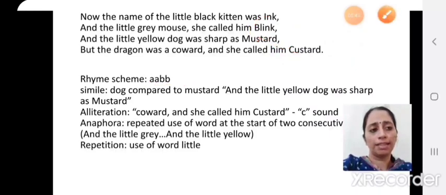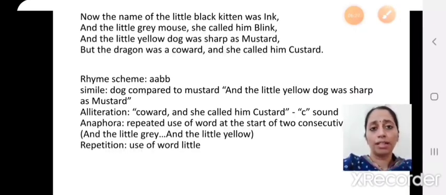Now, let's see the figures of speech. The first figure of speech that they are discussing is a simile. Now, what's a simile? When there is a direct comparison between two different objects using the words like and as. So, and a little yellow dog was as sharp as mustard. Okay, so there is a direct comparison between a dog and mustard.